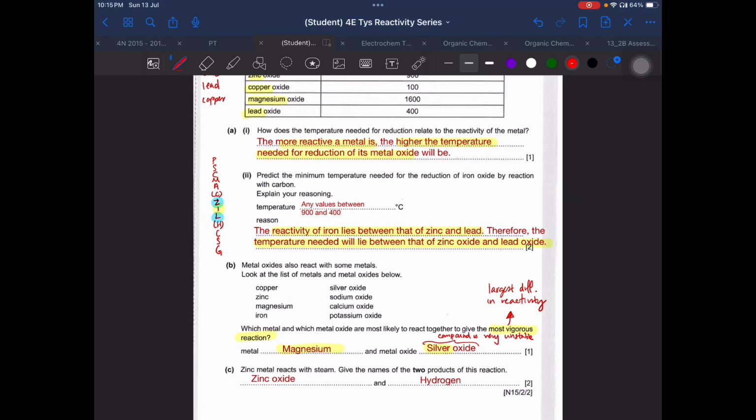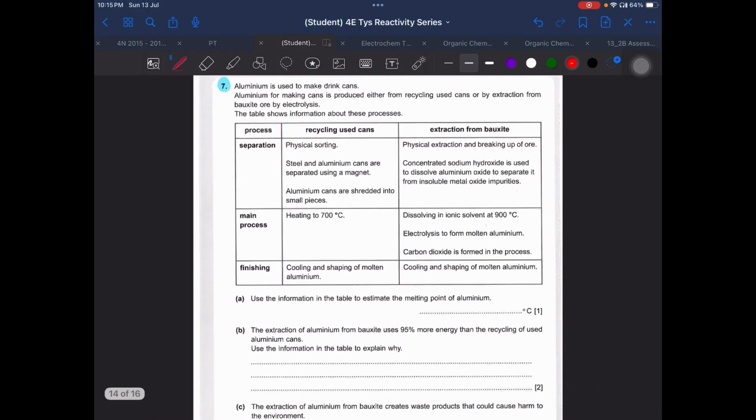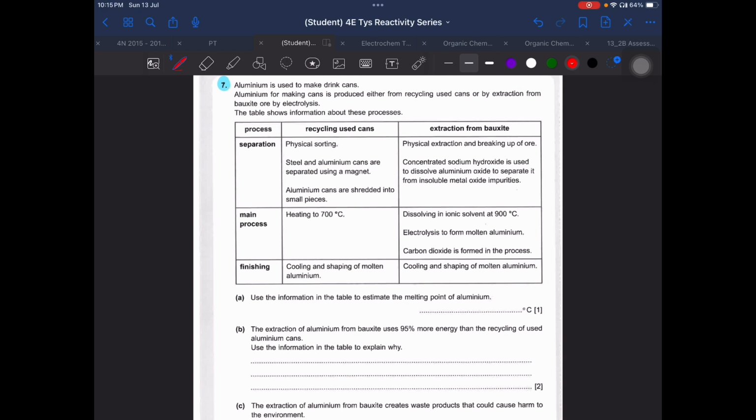Let's take a look at the next few questions. For question 7, it's a database question, so it will take a while to analyze and understand what's going on. Basically, we are talking about aluminum and how aluminum can be produced. Method 1 is through recycling using used cans, and method 2 is extraction from bauxite, a type of compound containing aluminum, by the process of electrolysis.